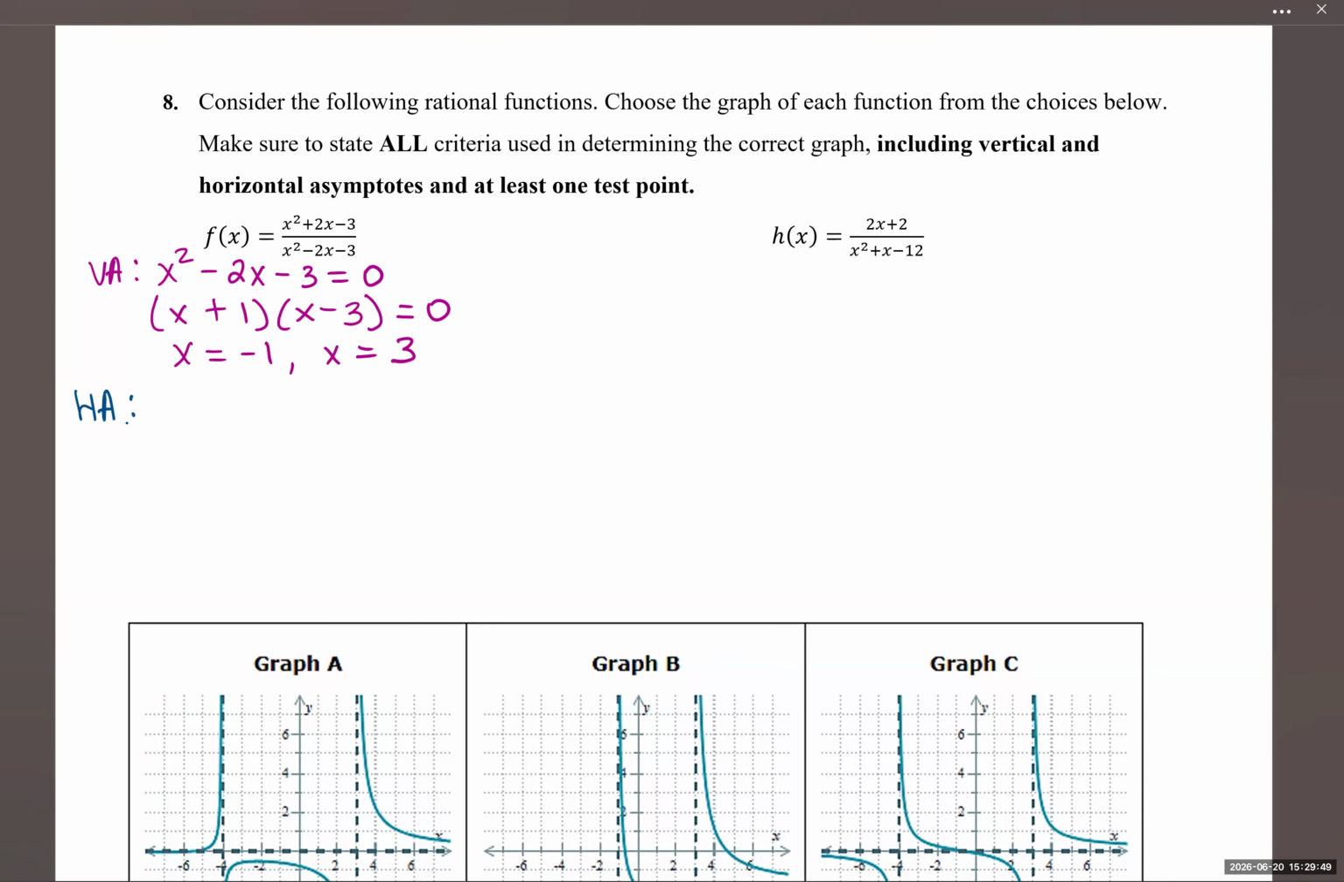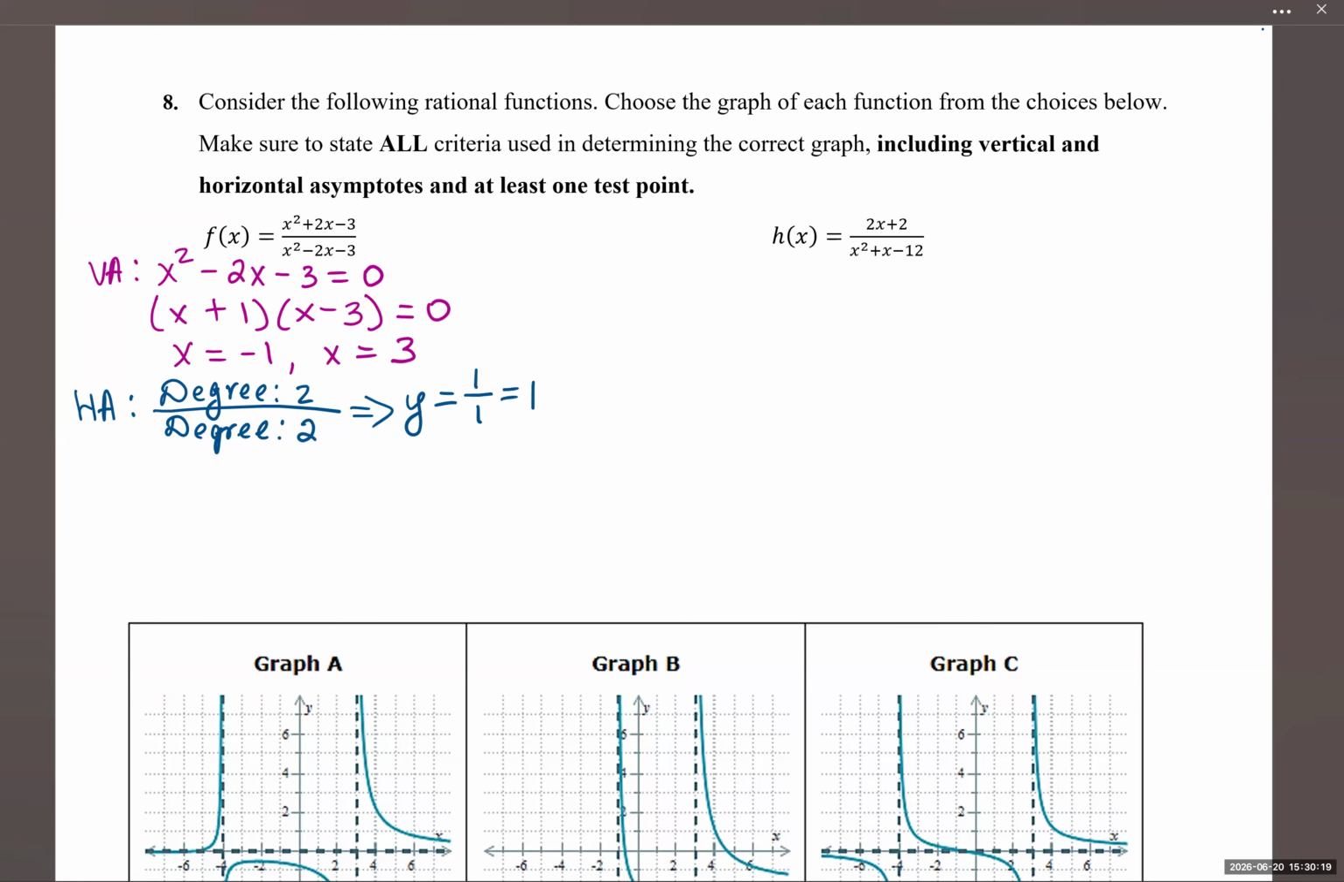Those depend on the degree of the numerator and the degree of the denominator. For us, the degree of the numerator is 2, and the degree of the denominator is also 2. So that means the horizontal asymptote is at the line y equals the leading coefficient of the top, which is 1, over the leading coefficient of the bottom, which is also 1. So just y equals 1 on this one.